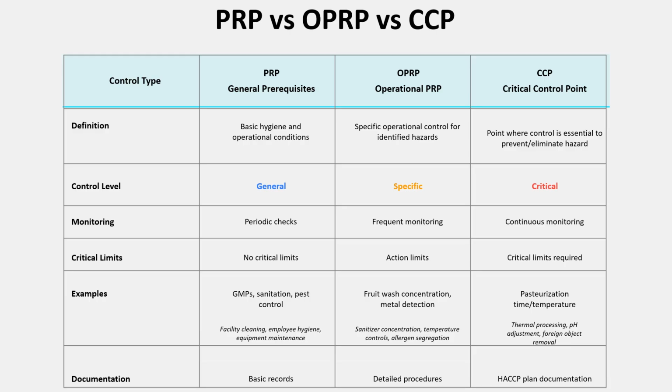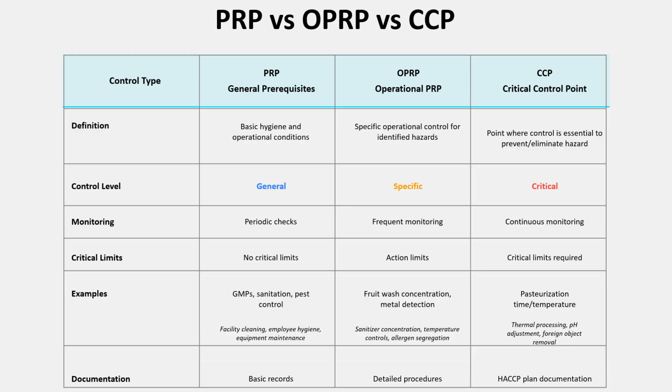Those controls generally fall into three categories. The first is prerequisite programs, or PRPs. These include good manufacturing practices, sanitation programs, supplier approval, allergen control, pest control, maintenance, training, and calibration. PRPs manage general operating conditions across the facility. The second category is operational prerequisite programs, or OPRPs. OPRPs are used when a specific hazard requires tighter operational control, but the step does not meet the definition of a CCP. These controls are monitored more frequently than PRPs and typically use action limits rather than critical limits.